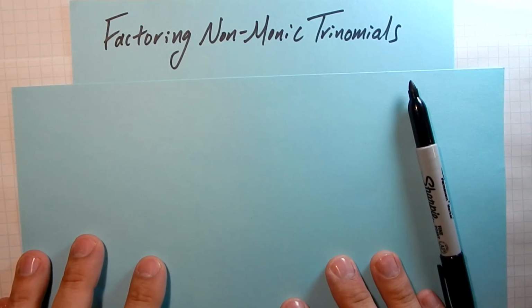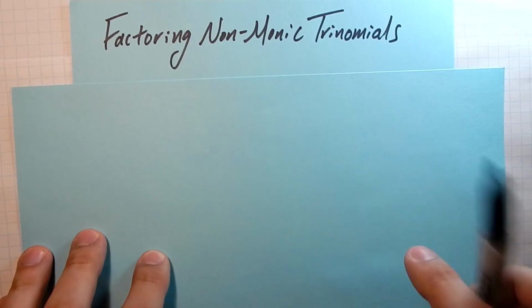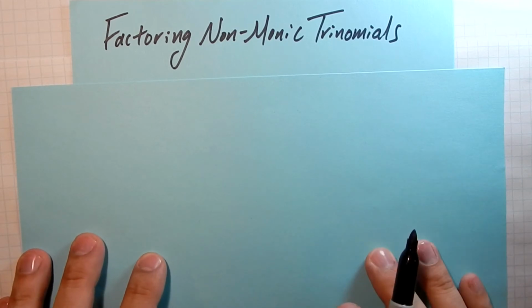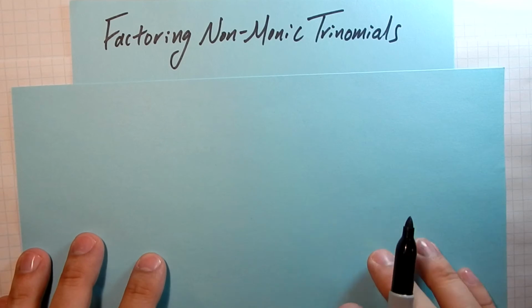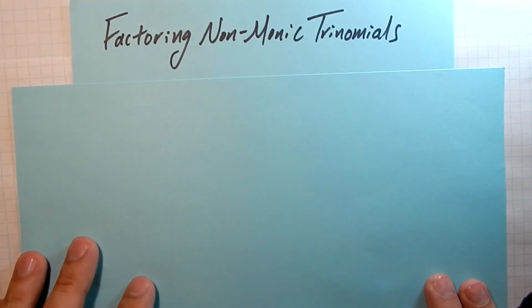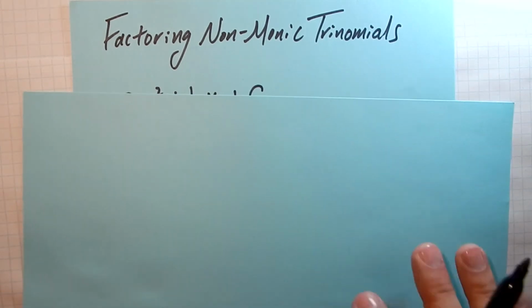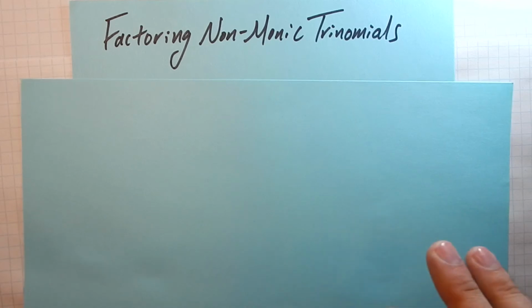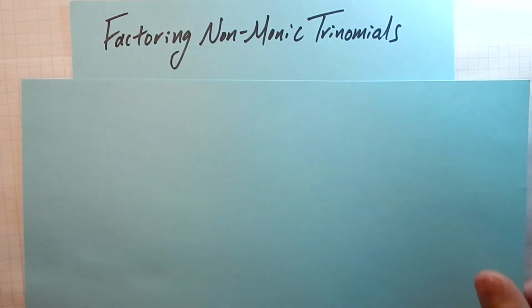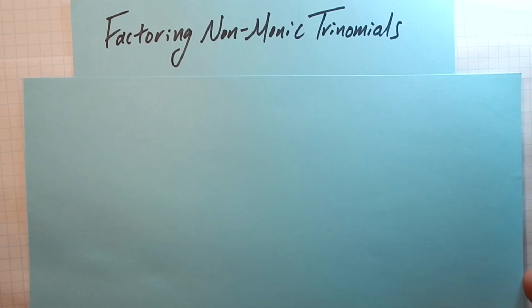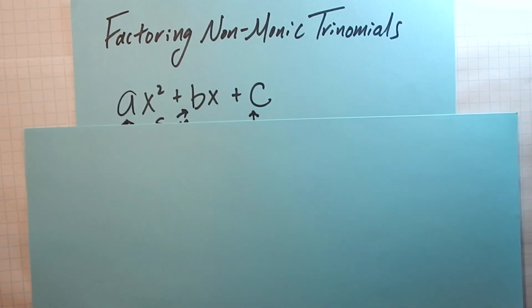I'm Mr. Merrill, and today's lesson we're going to be talking about factoring non-monic trinomials. By non-monic we mean not one. So if you've seen the monic trinomials, you heard me talk about my mono television. Monic trinomials have a leading coefficient of 1, or you would just see no number in front of it. When we talk about non-monic, we're saying not 1.